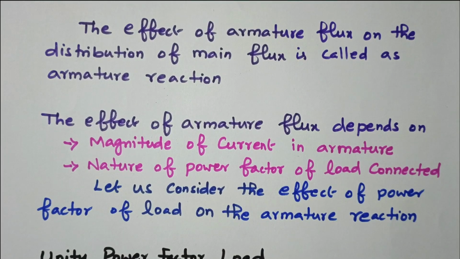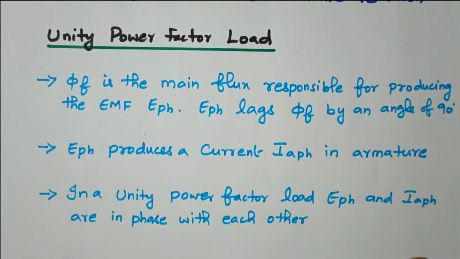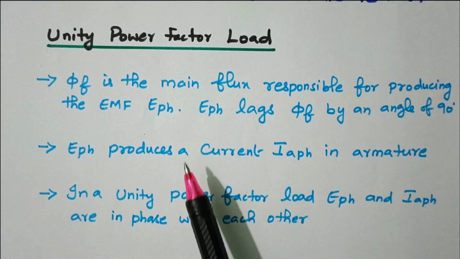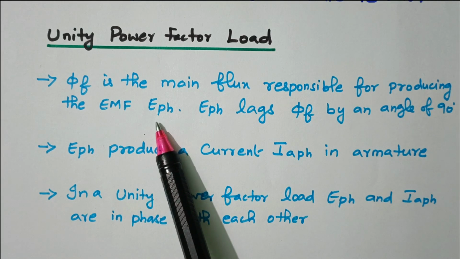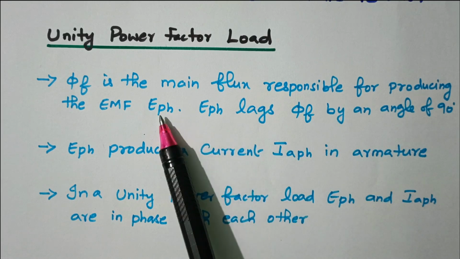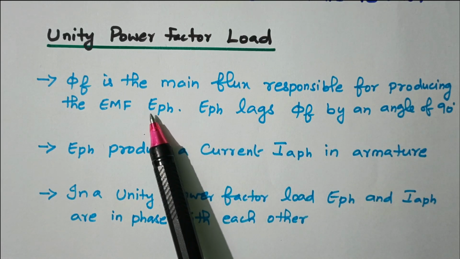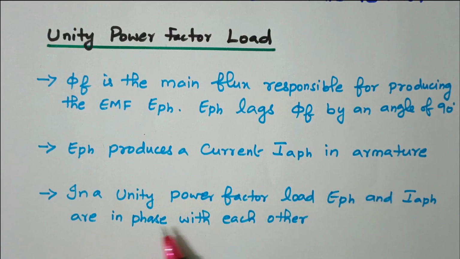First we will go to the unity power factor load. So due to that, what happened in the armature reaction? Phi F is the main flux responsible for producing the EMF E phase. E phase lags phi F by an angle of 90 degrees. E phase produces a current IA phase in the armature. In a unity power factor load, E phase and IA phase are in phase with each other. Both voltage and current in the armature and E phase are in phase.